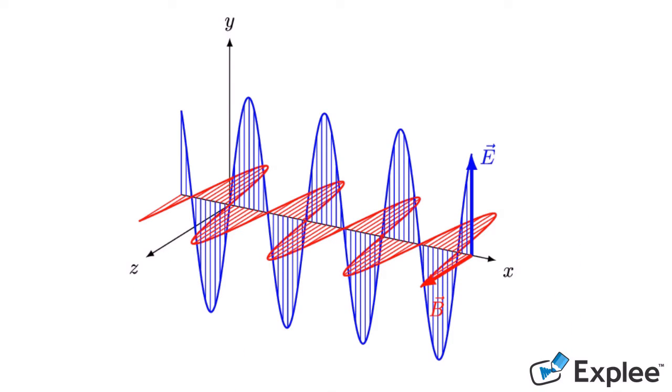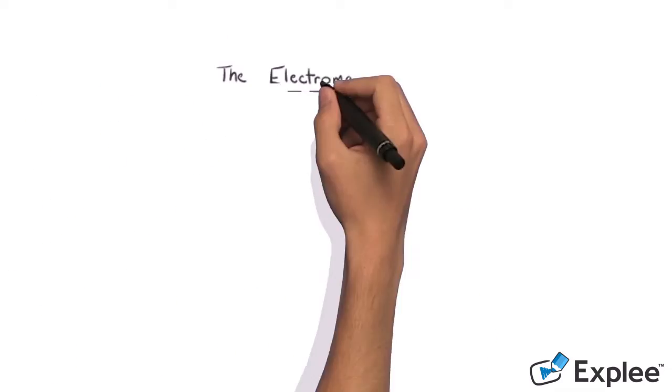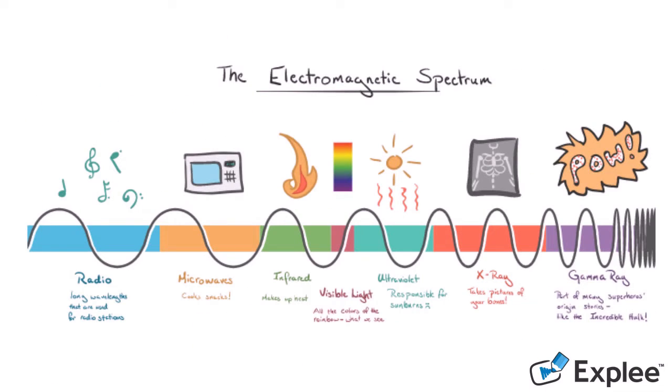Electromagnetic waves: a combination of oscillating electric and magnetic fields, which are perpendicular to one another and to the direction of the traveling wave. Examples of these waves are those that are found in the electromagnetic spectrum.